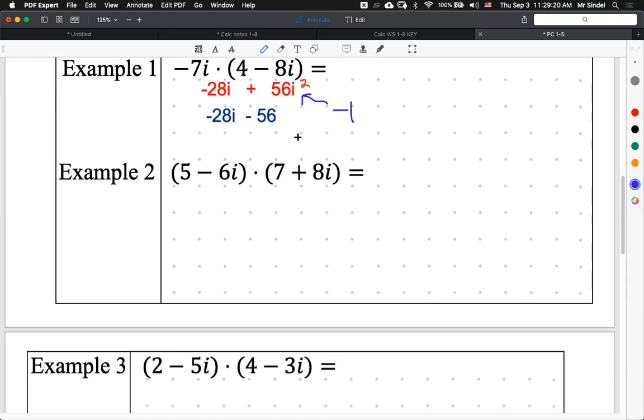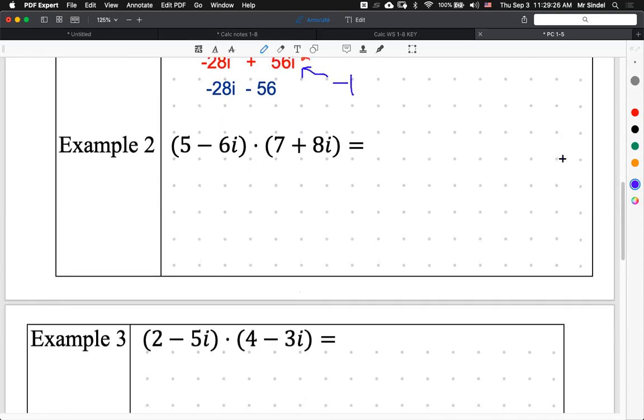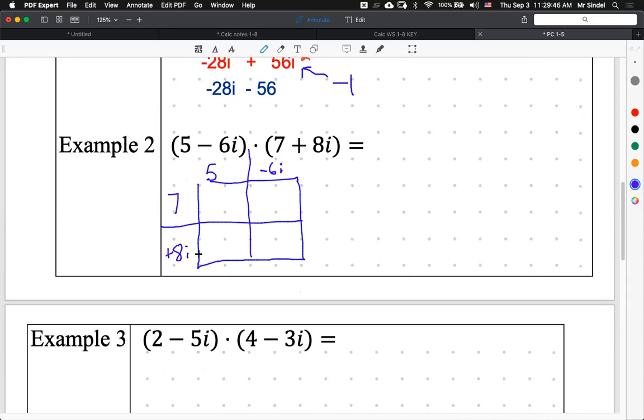All right. And just because I'm not getting a lot of participation, I'm going to go ahead and do example 2 and 3 for you guys. So we already have these written down. Example 2, it's going to work out like this. I'm going to make my general rectangle. And I'm going to do 5 minus 6i on top. And I have 7 plus 8i on the left. I'm going to multiply straight through here. So I'll wait for you guys to catch up. And again, it doesn't matter which one goes on the top, which one goes on the left. You'll get the same answer regardless.